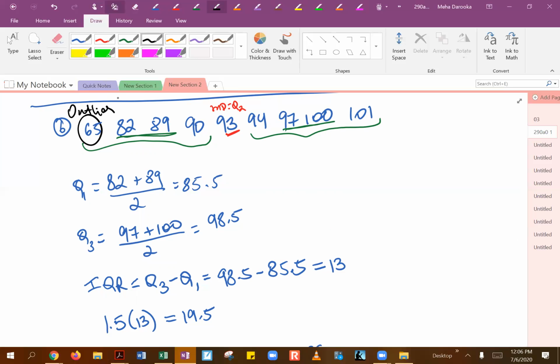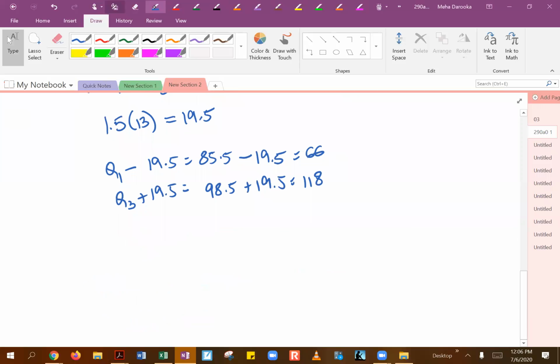Now, since the upper limit is 118, of course, our largest number is 101. So we don't have an extremely high value. We basically just have an extremely low value. Yeah, so very good. We would say the data value 65 is an outlier.